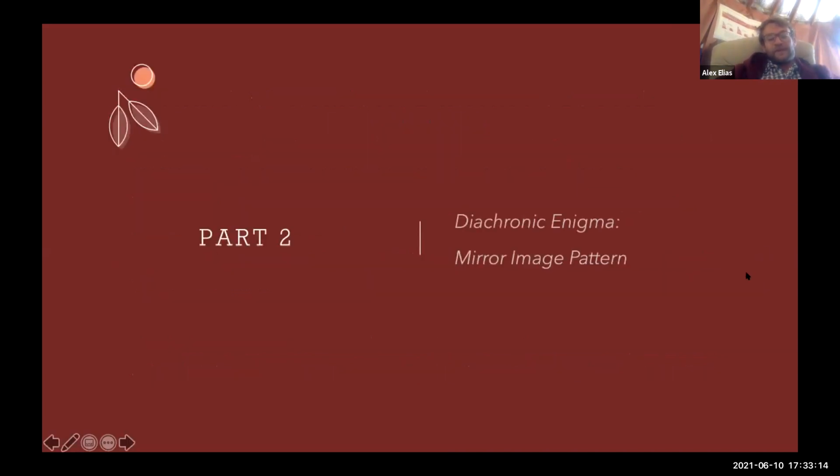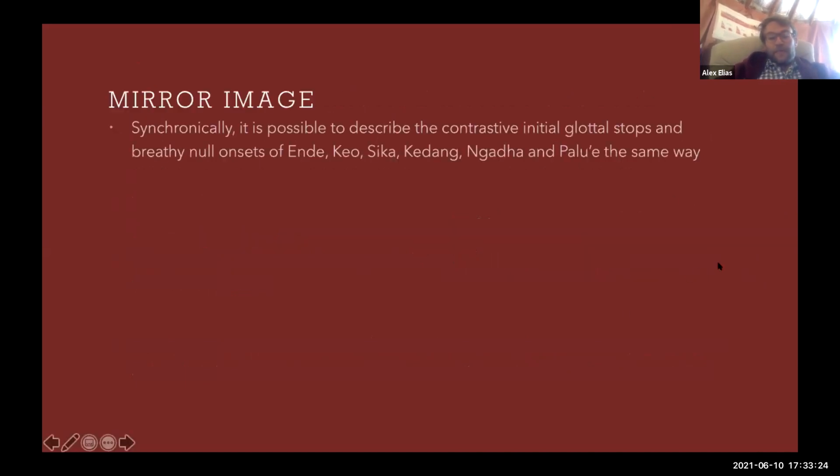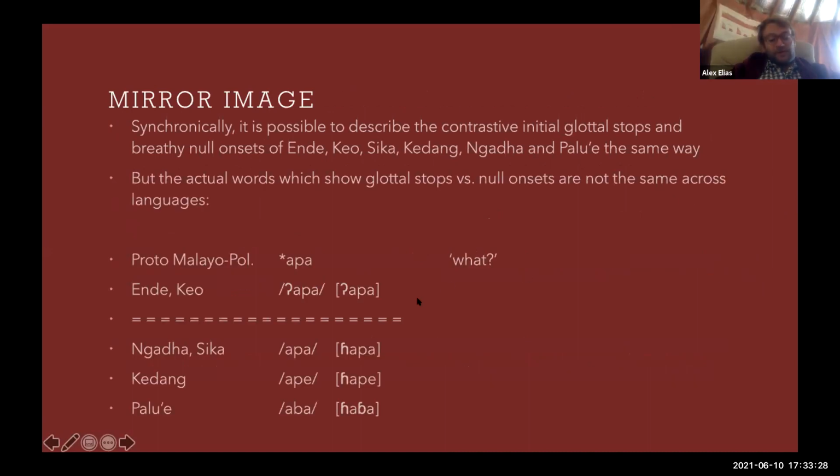So if you look at all this data, you could come away thinking, oh, these languages, they show the same pattern. There's not much more to it. It's just, synchronically, they're all identical, right? But if you then look at the etymology of these words, there's a bit of a conundrum.